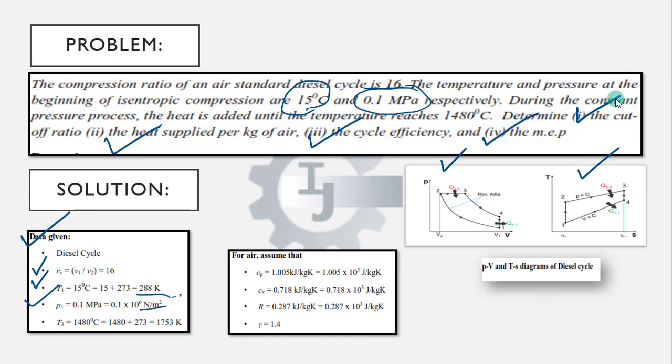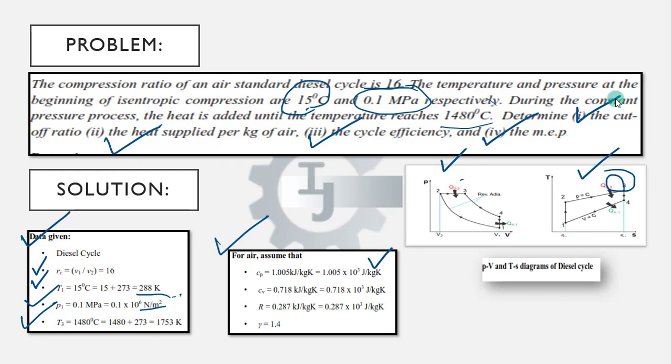And this is also given: during the constant pressure process, the heat is added until the temperature reaches 1480 degrees Celsius. So here T3 is 1480 degrees Celsius. So 1480 plus 273 that is 1753 Kelvin. We have to assume the CP, that is specific heat at constant pressure of the air, is 1.005 kilojoule per kg Kelvin. So 1.005 into 10 to the power 3 joule per kg Kelvin.